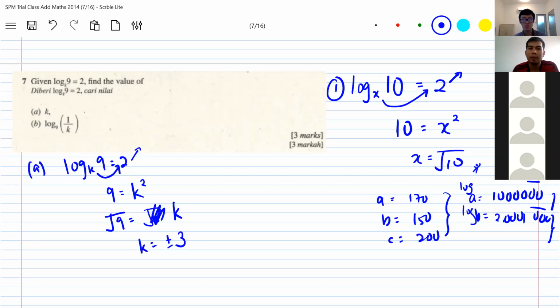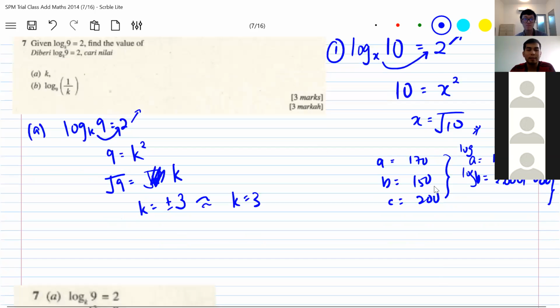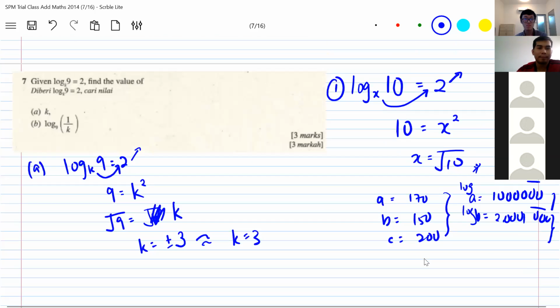But for logarithm, base k, I'm not sure if they can be negative. I don't think they can be negative bases. It can be log base 3, but I don't think it can be log base negative 3. Okay? All right, so let's go to B.